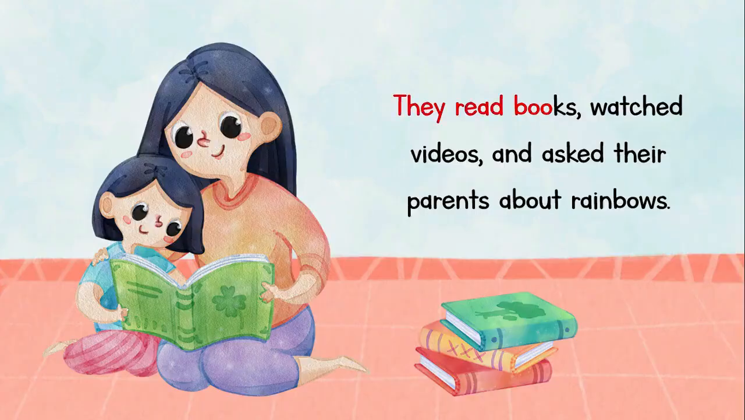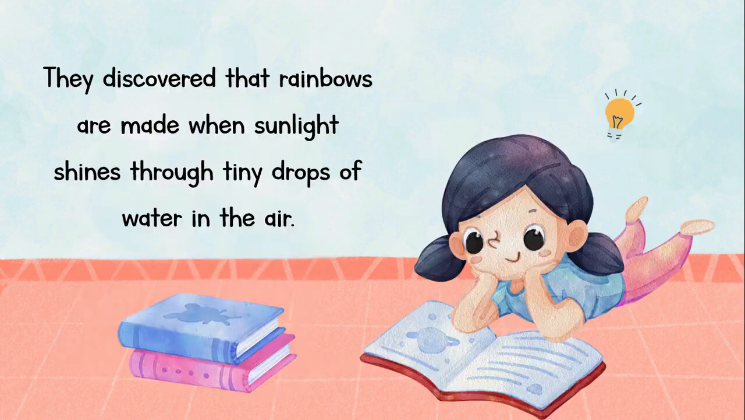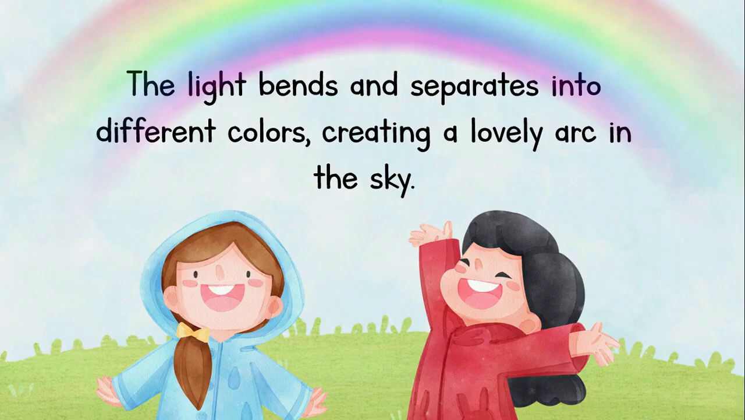They read books, watched videos, and asked their parents about rainbows. They discovered that rainbows are made when sunlight shines through tiny drops of water in the air. The light bends and separates into different colors, creating a lovely art in the sky.